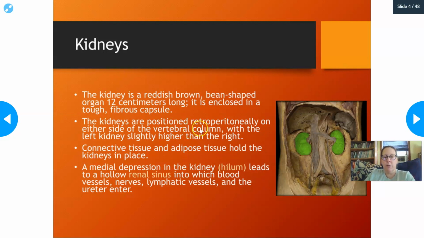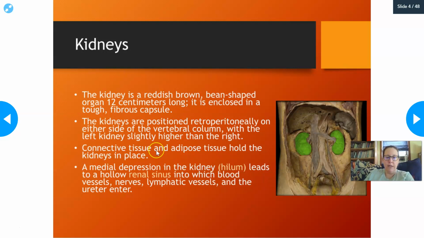They are positioned what we call retroperitoneally on either side of the vertebral column, with the left kidney slightly higher than the right. What that means is basically all the way in the back of your peritoneal cavity. On top of your kidneys, you would have your digestive system organs, and reproductive organs would be over here. So they're at the bottom, right, as you look down into this cadaver.